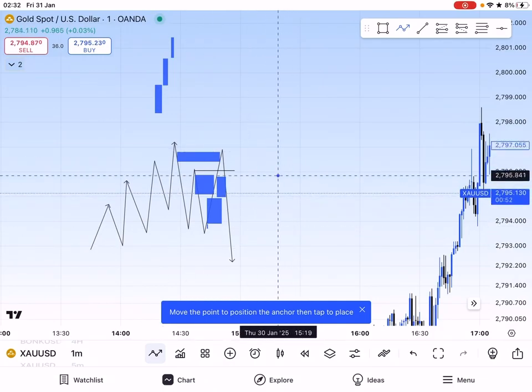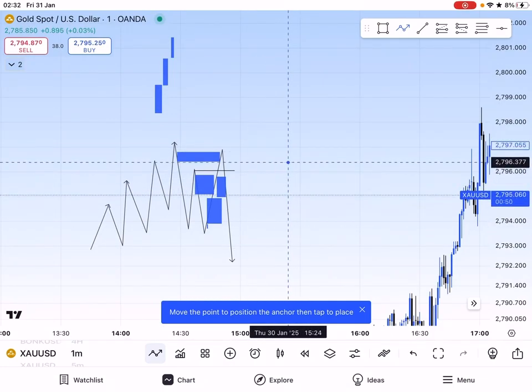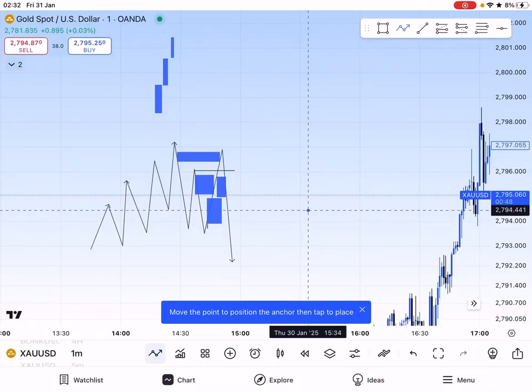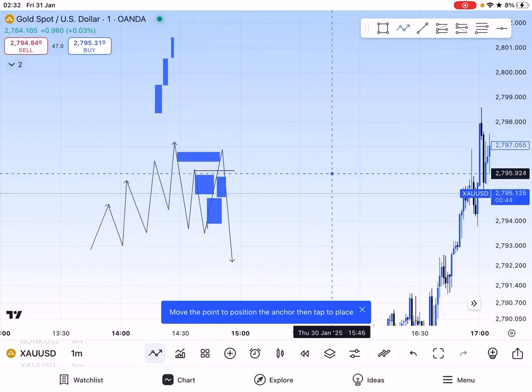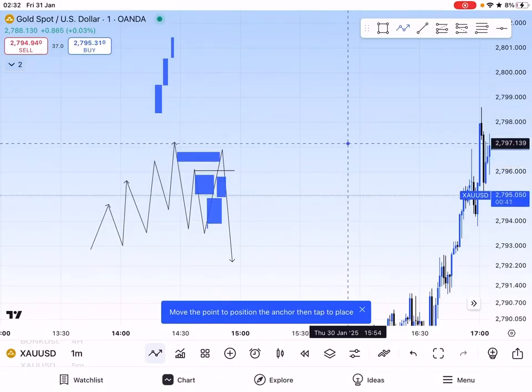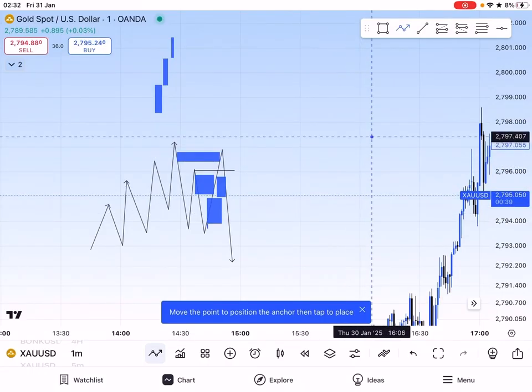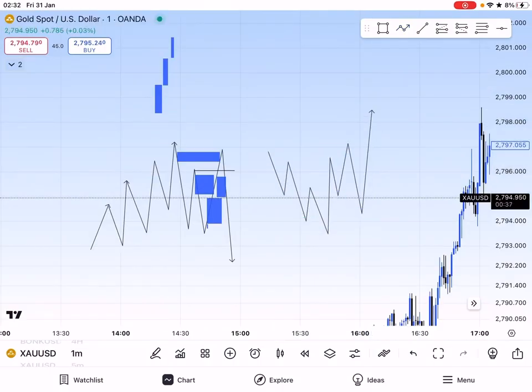Let me use a bullish example. I don't really know why it's not showing. Then we have inducements. Then price takes out the inducements, and then we have this.